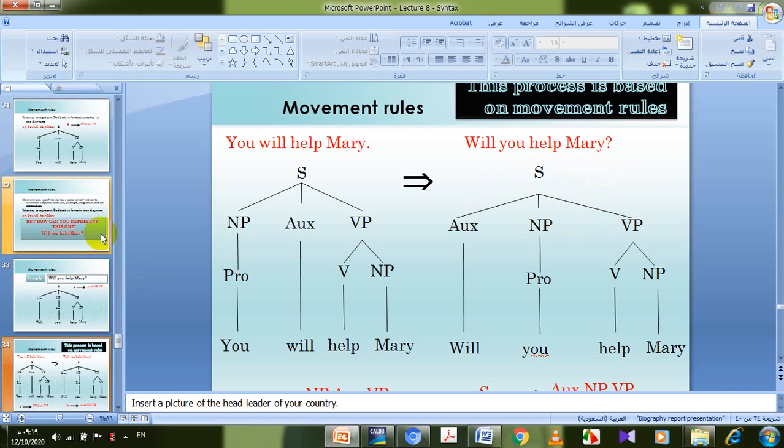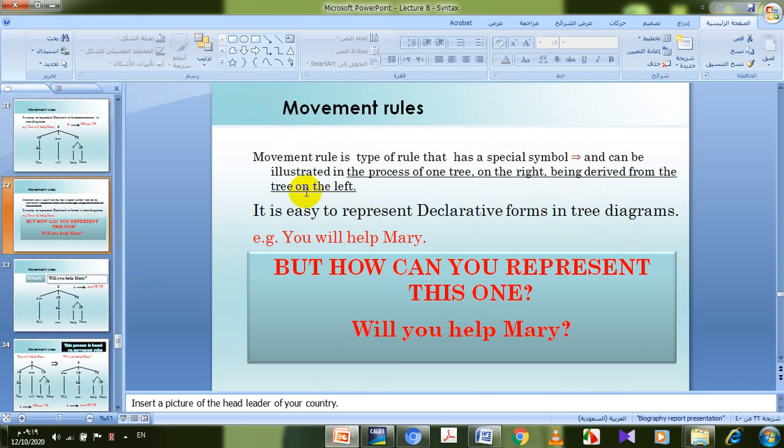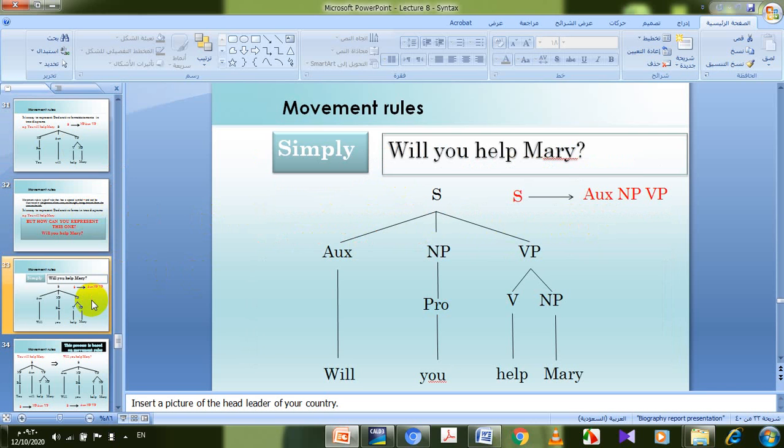Okay, so I think it's very easy now. The process is one tree on the right being derived from a tree on the left. It is easy to represent declarative forms in tree diagrams. Very easy: declarative sentences, statements. Rami broke the window. You will help Mary. But how can you represent this one? Will you help Mary? This is a movement rule.